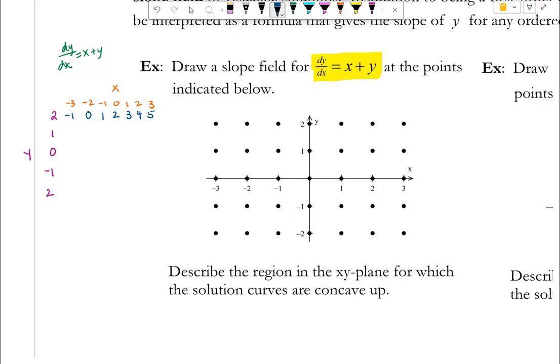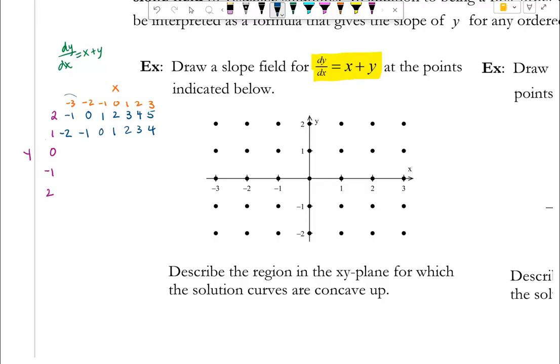We're going to be counting by ones. All right, so when I add -3 and 1, so when x is -3 and y is 1, my slope is -2. When x is -2 and y is 1, my slope is -1. So again, I'm just adding these together, but I can quickly discern a pattern here that I don't have to add every single combination together.